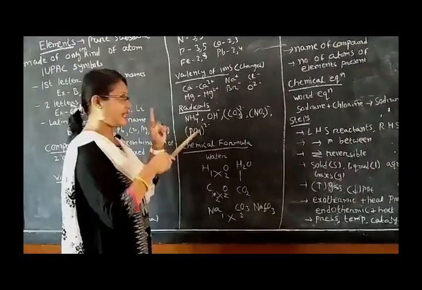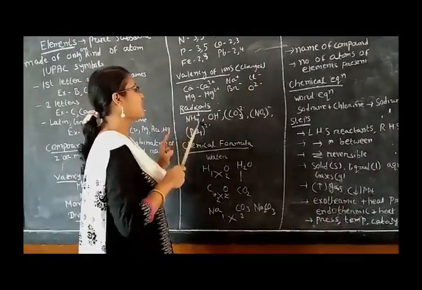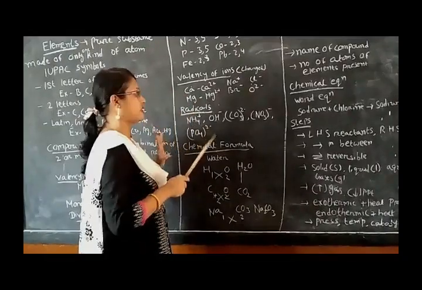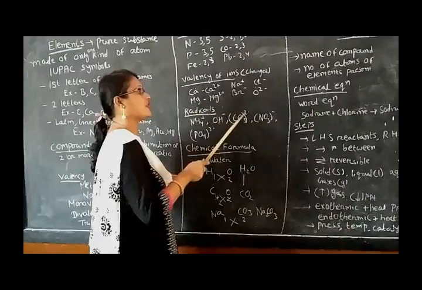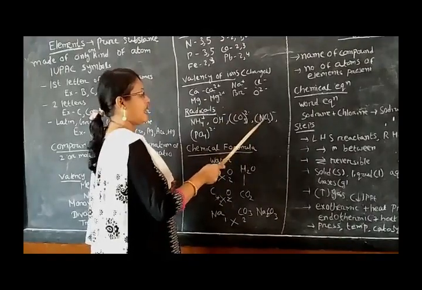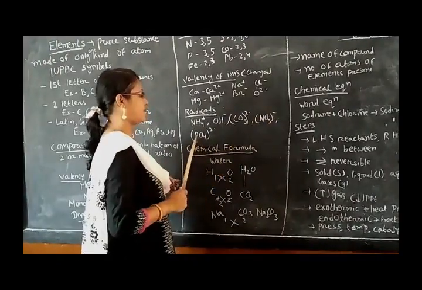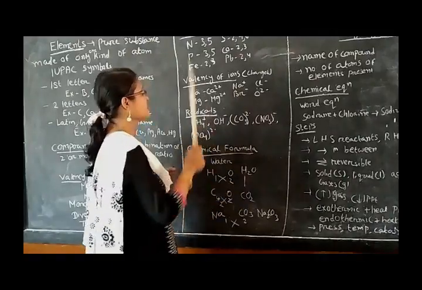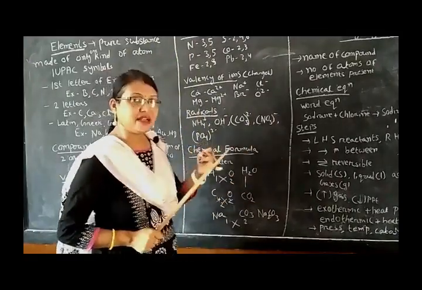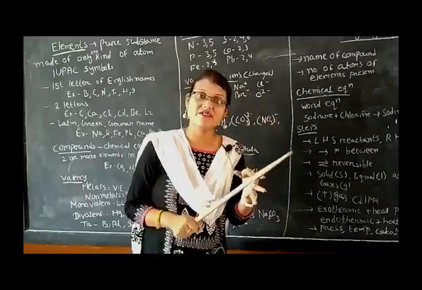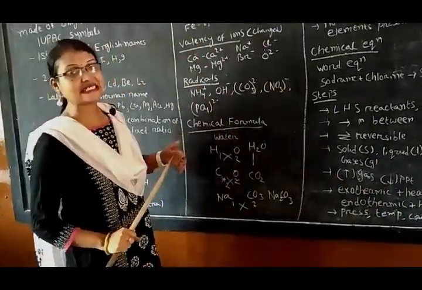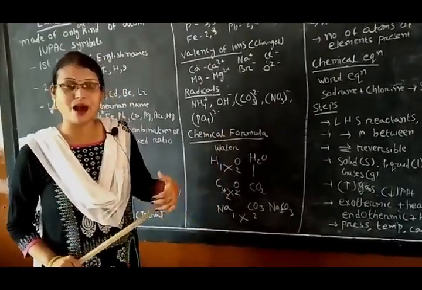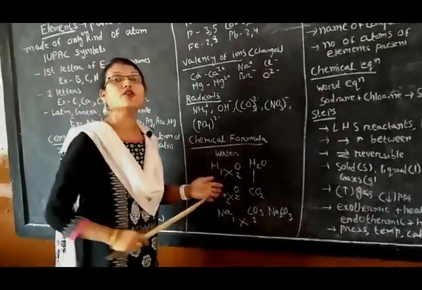Only one name, it behaves as one, NH4+, its valency is +1. This is hydroxide, OH-. This is carbonate, CO3 2-. Nitrate, NO3-. Phosphate, PO4 2-. So this is about your elements, compounds and valency. After knowing about the valencies, symbols and compounds, we will start the chemical formula.